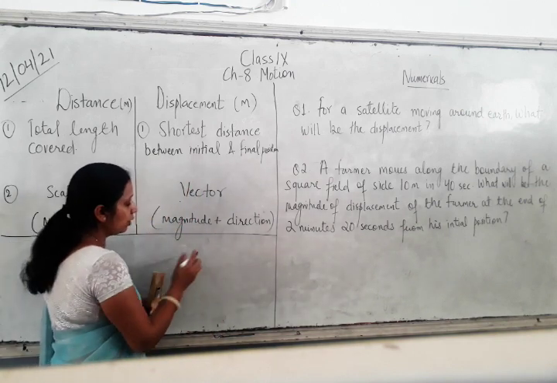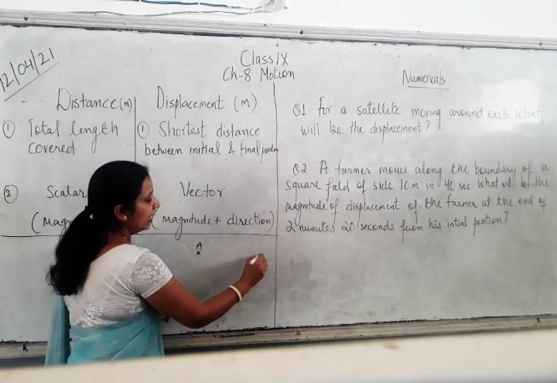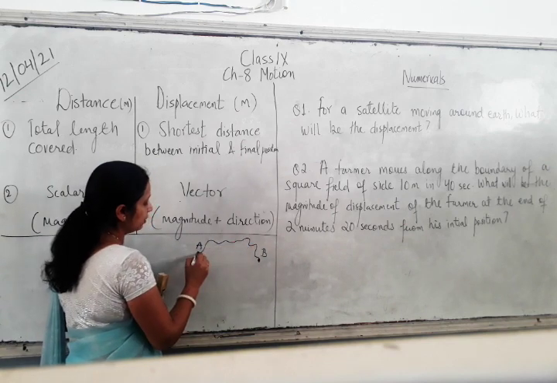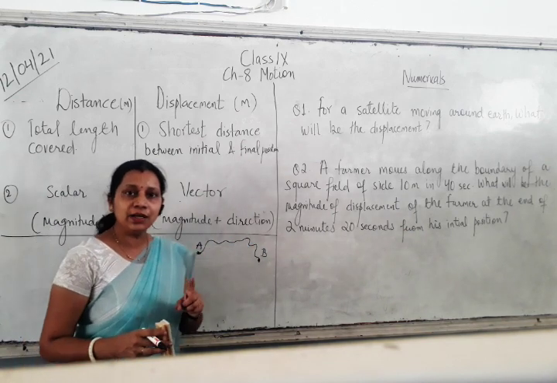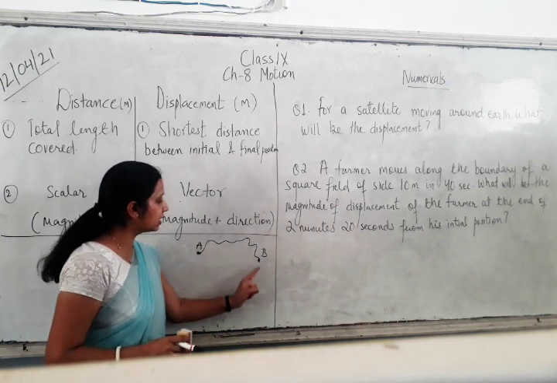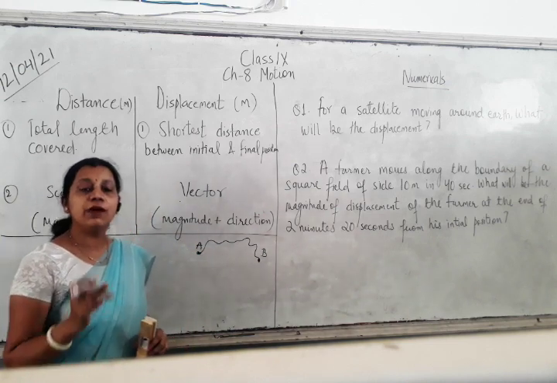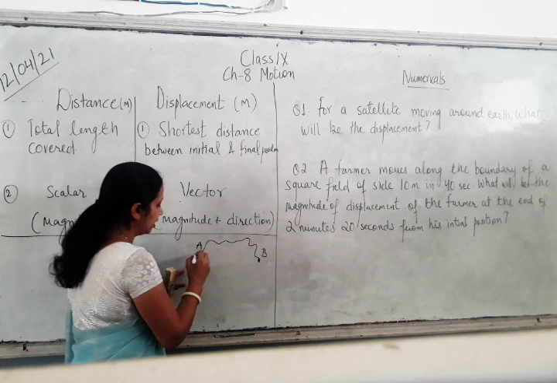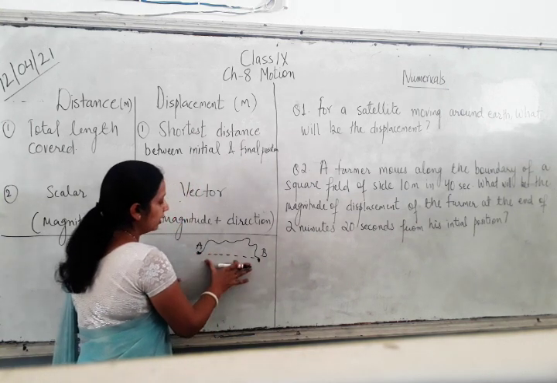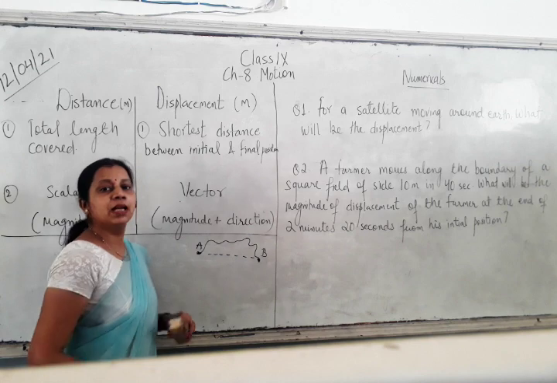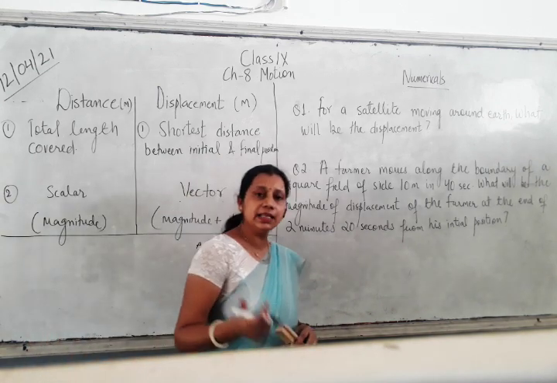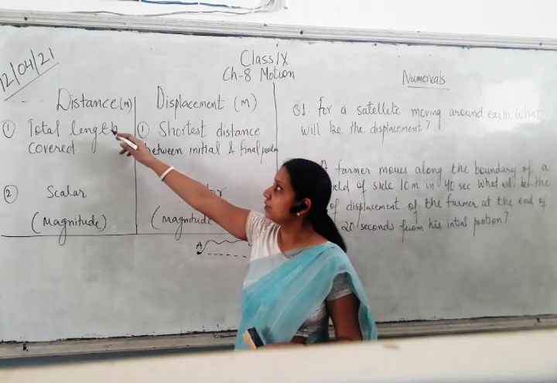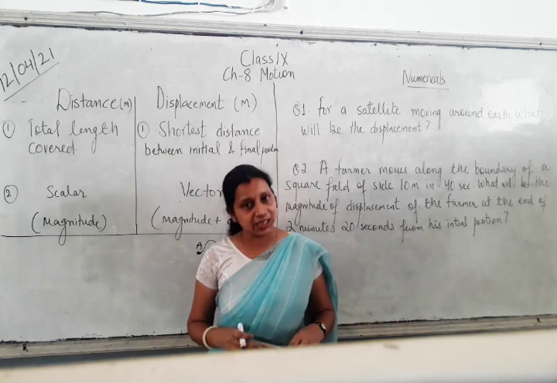Let's say you have 2 points, starting point A and end point B, and you reach B in this curved manner. Then the distance is the length of this curved path. But to find displacement, you simply draw a straight line between the start point and end point, and the length of this straight line is your displacement. As the meter is the standard unit of length, the standard unit of distance and displacement is also meter.